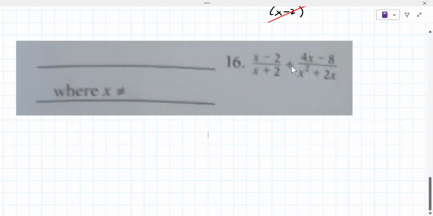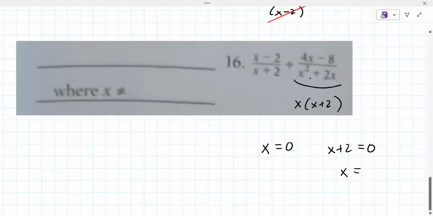So we got x plus 2, x squared plus 2x. On the right here, we're going to factor out an x times x plus 2. You set everything equal to 0: x equals 0, x plus 2 equals 0, and then you solve. The second one is x equals negative 2, but they're really not equal to's, because what we're saying is when the bottom is 0, it's undefined. So there are 2 answers here that you need to include.